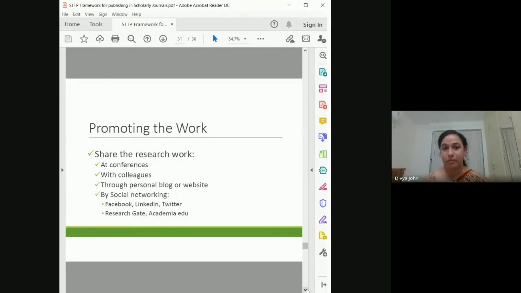The next stage: you've written your paper, you've got it published. By now it's about promoting your work. How can you promote your work? You have to share your research work at conferences, with colleagues, through personal blogs and websites. You can also promote through social networking sites like Facebook, LinkedIn and Twitter, ResearchGate. I've not done it through Facebook, LinkedIn and Twitter, but I've done it through ResearchGate and Academia. So next slide, please.